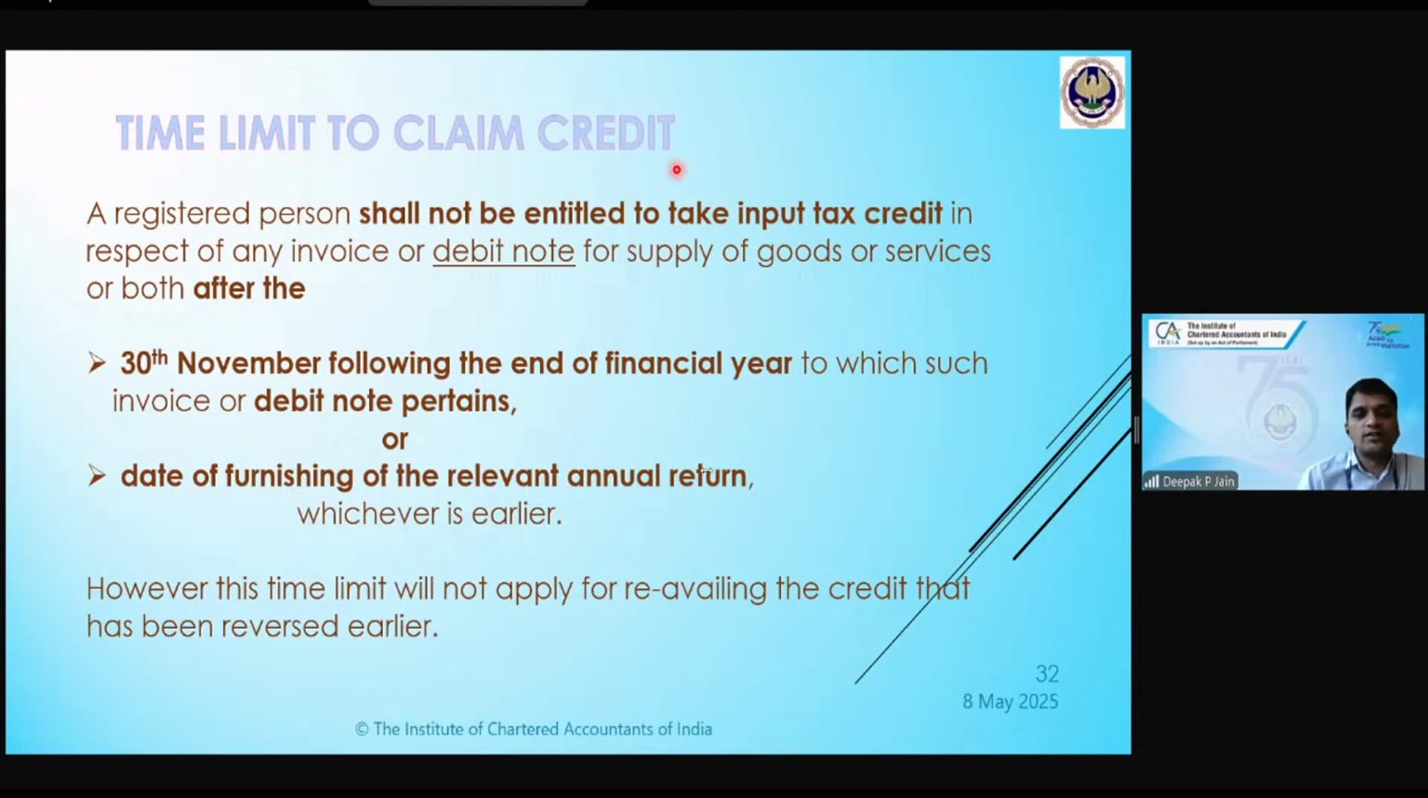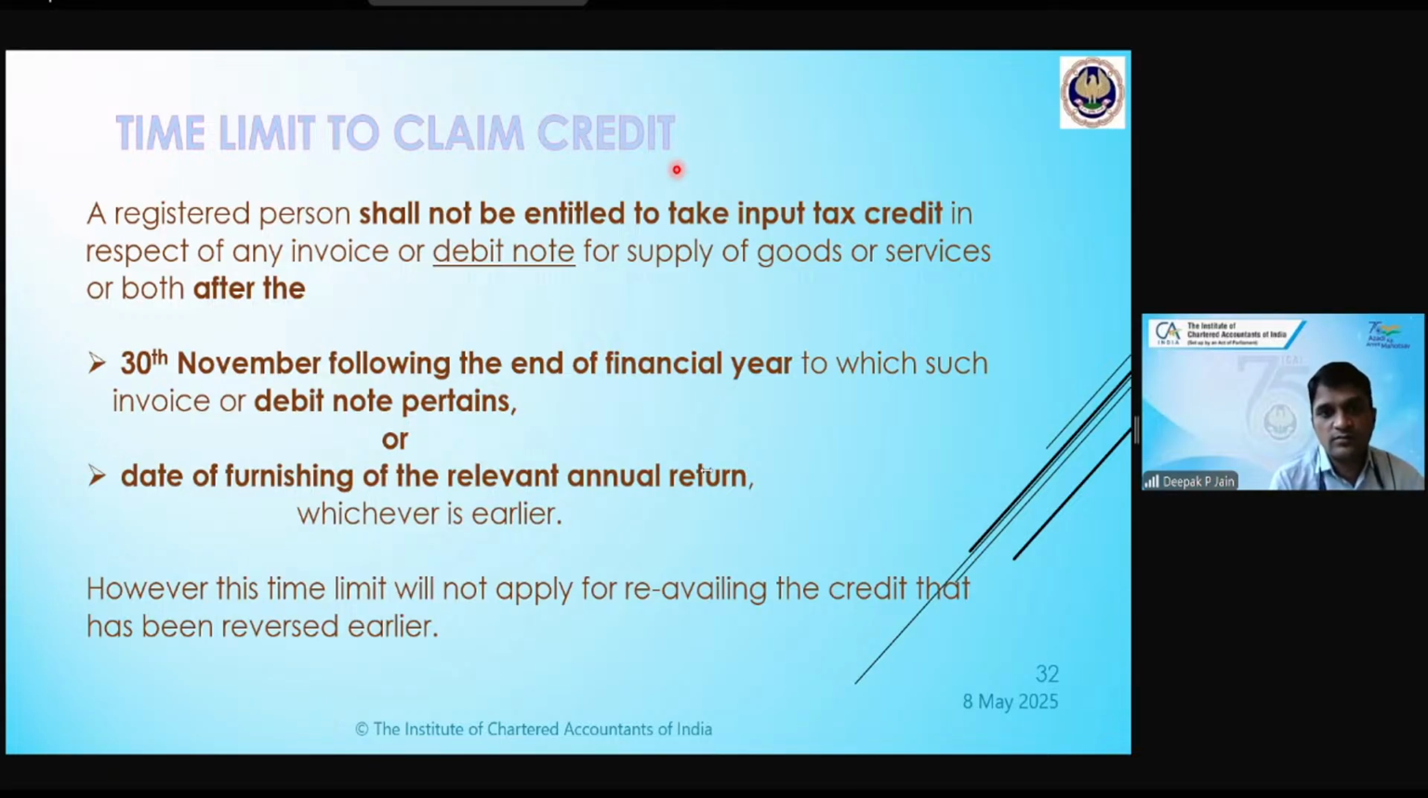And the date of furnishing the annual return. Suppose you filed your annual return for 24-25 on 30th June itself. If you file the return by 30th June itself, in a hurry, very excited, generally people file on 30th December because the due date is 30th December, but you filed it in June out of curiosity. Then whatever credit you missed out in 24-25, you can claim only till 30th June. You cannot claim it by the 30th of November. So don't file your annual return before the due date. After November you can file it anytime so that you will not get impacted, but if you file it anytime before November, then your time limit to avail the input tax credit will get curtailed.